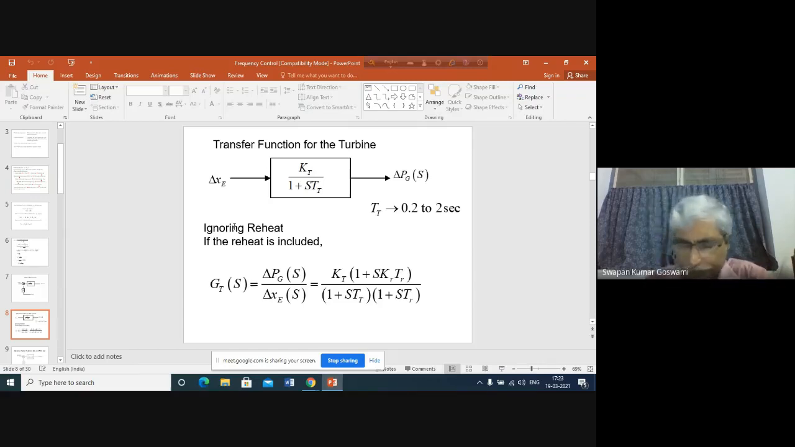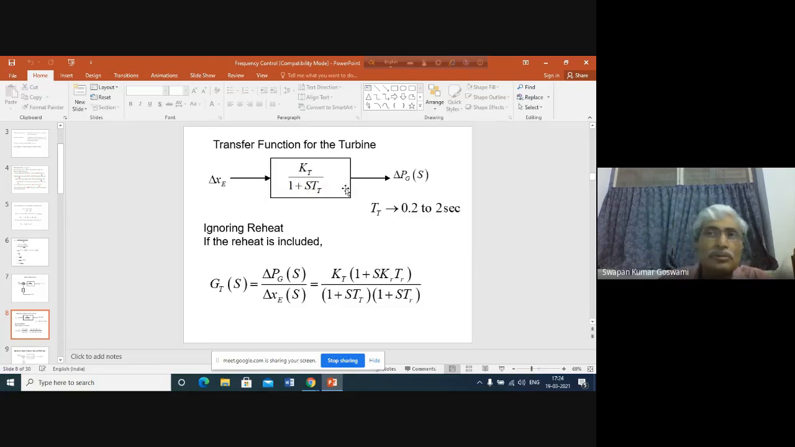You know that in the steam generation process, there is a superheater, a reheater, an economizer, and other things. But if you consider the simplest form of this boiler and turbine system, and ignore the reheater, then the turbine may be represented by a first order transfer function, and the form is Kt by 1 plus s time Tt. So we shall assume that this is how it may be represented.